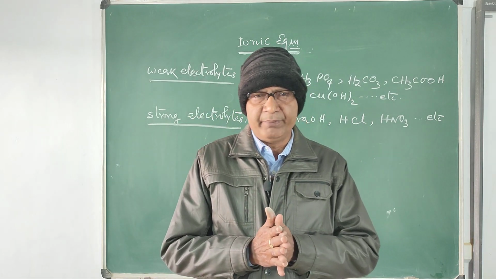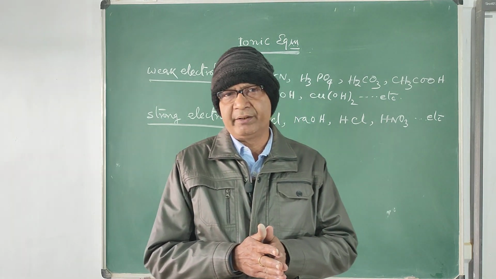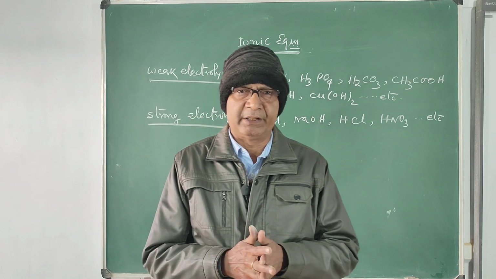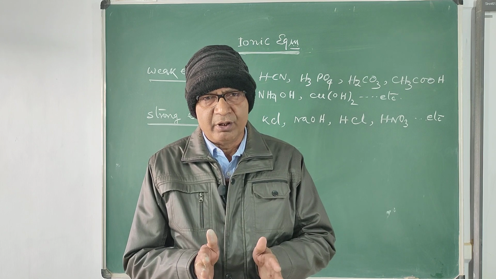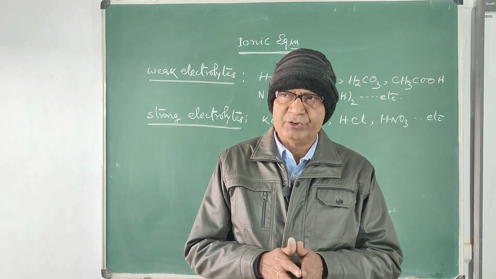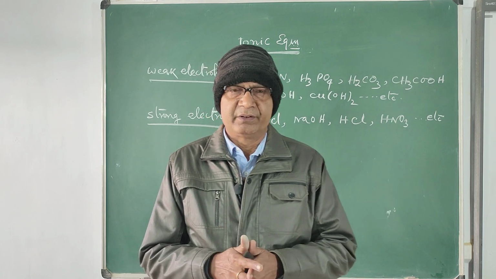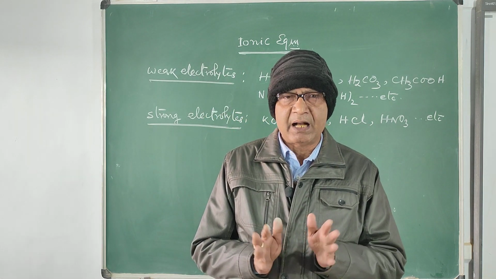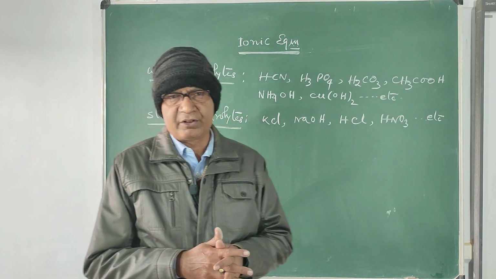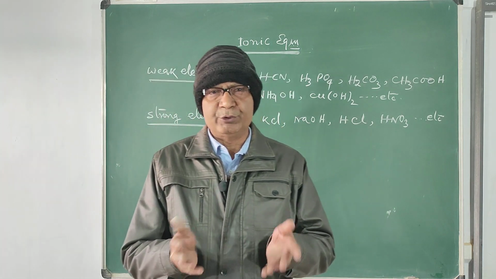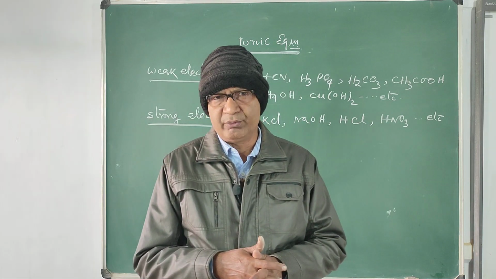Equilibrium state between the ions and the undissociated molecules in solution. So it is the equilibrium state that involves ions and undissociated molecules in solutions. So this is what we say ionic equilibrium. Now remember, it's a physical process. Dissociation, or you say ionization, is a physical process. So it is a physical equilibrium.